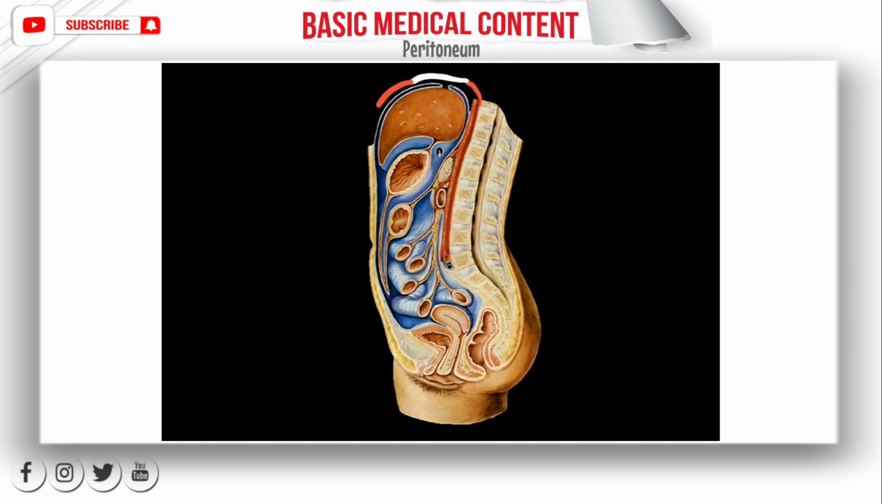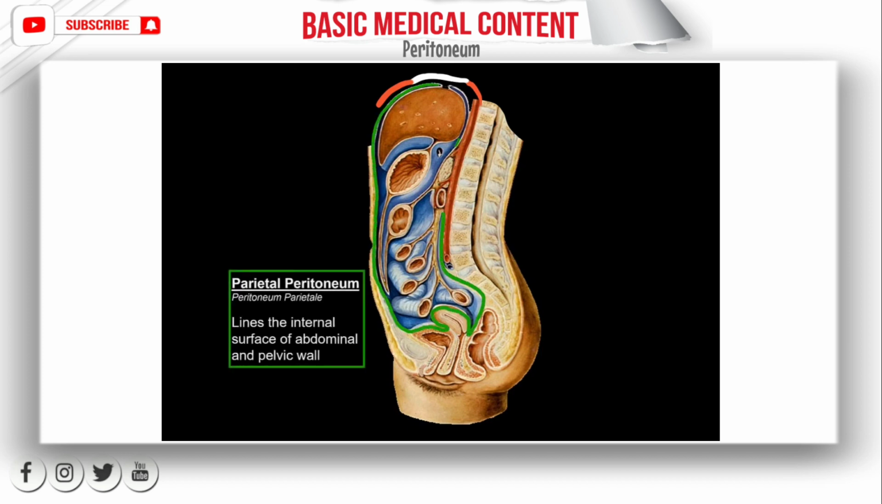So the peritoneum consists of only two parts. The first part is the parietal peritoneum, as you see here in green. The parietal peritoneum lines the internal surface of the abdominal and the pelvic wall, and it's kind of three-dimensional. If you imagine, it starts anteriorly at the anterior abdominal wall, and then wraps around the lateral abdominal wall, and then connects at the posterior abdominal wall. So that's the parietal peritoneum, along the internal surface of the abdominal and the pelvic wall.